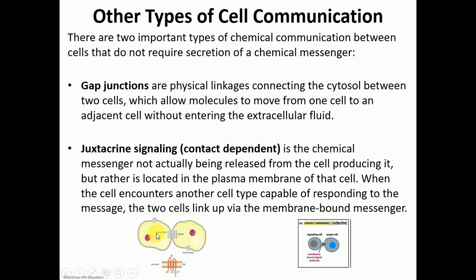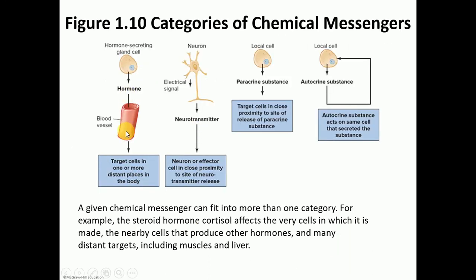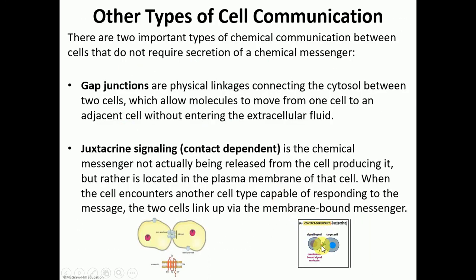Juxtacrine signaling, or contact dependent, would be where one cell would have the chemical messenger on its surface membrane. So it won't release it in the bloodstream like a gland would do, but it makes the chemical messenger and keeps it, so that little red rod, it'll keep it on the cell membrane. And then it's not until it meets the target cell and they connect together, they fit in like two pieces of a puzzle. And that is when it produces its effect. And that's why it's known as contact-dependent communication.